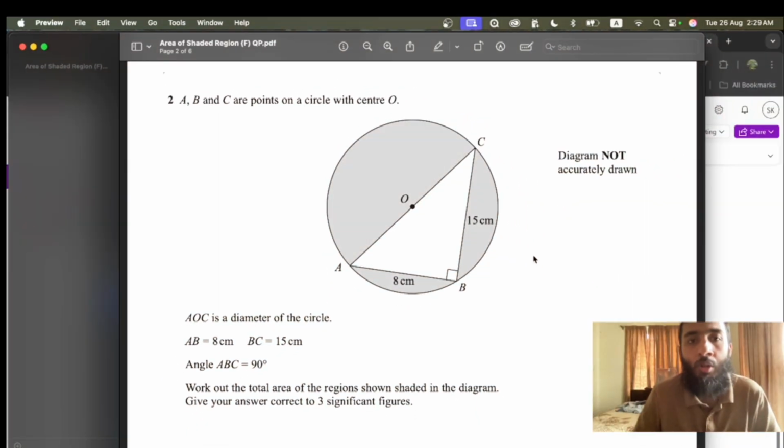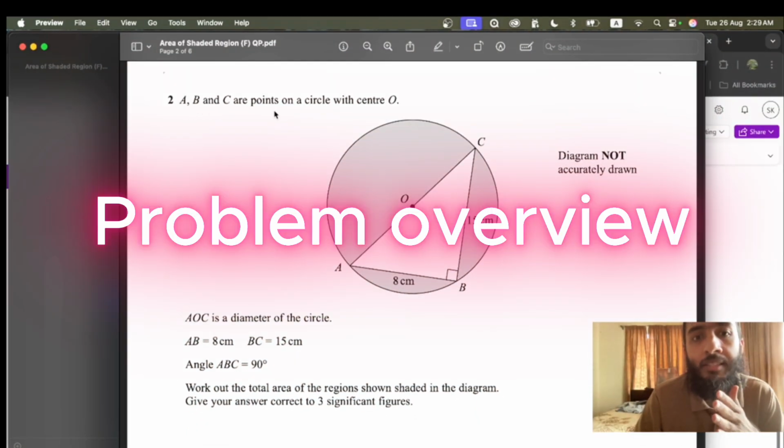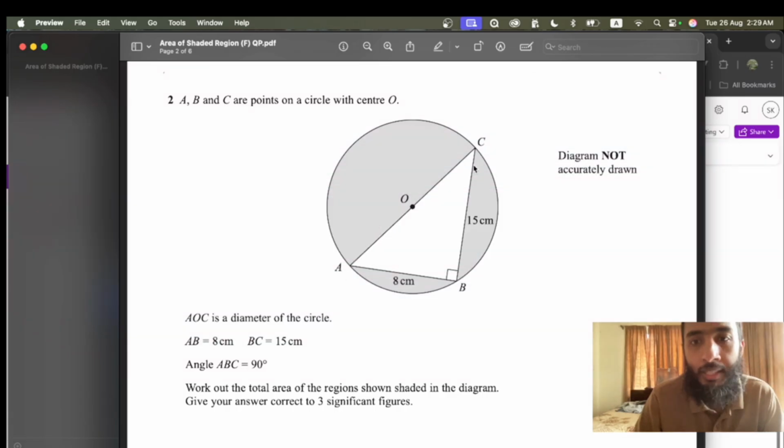I'll now focus on problem number 2. Let's read the problem. It says A, B and C are points on a circle with center O. So this is the circle with center O.